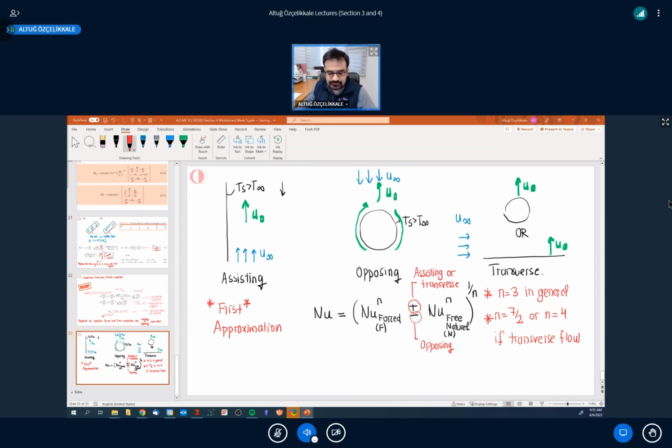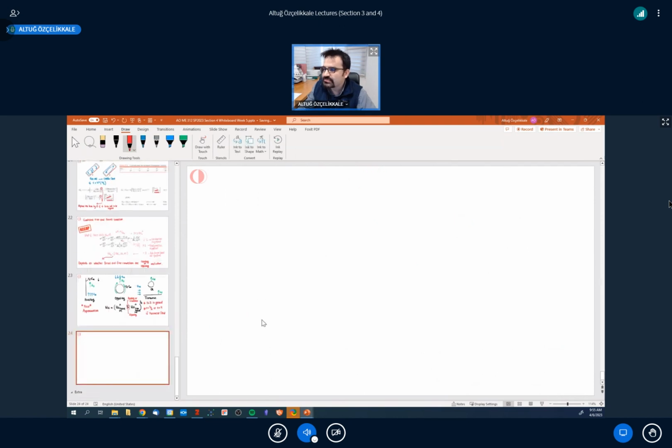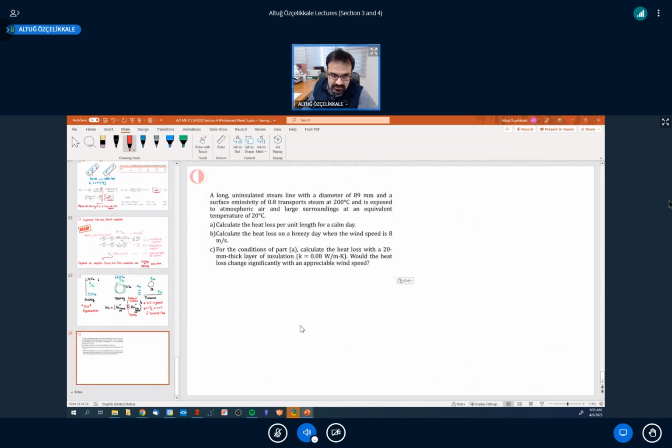Okay, so a very quick illustration of how to apply this concept. I remember people were asking about this in this section or the other section. We were solving problem 9.56, revisited. When we were solving part B, we were talking about a breezy day with wind speed of 8 meters per second. Now the question is, we individually calculated force and free convection problems.